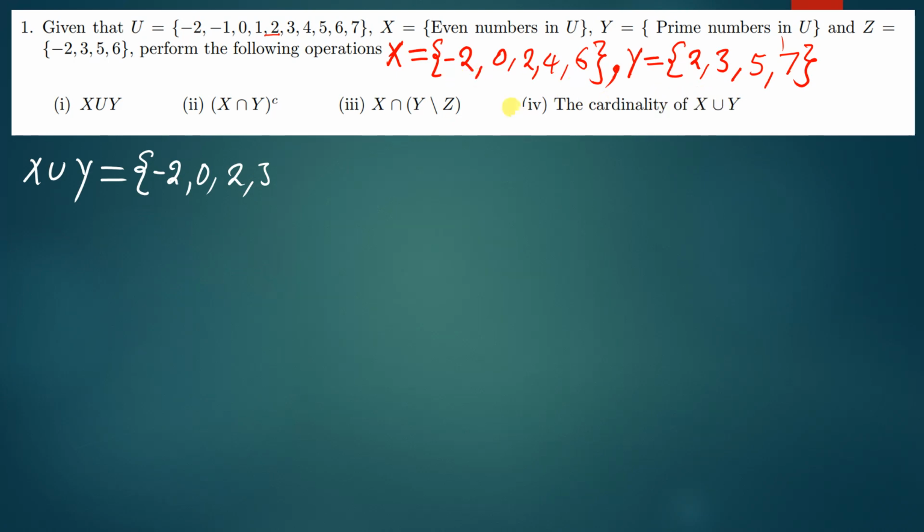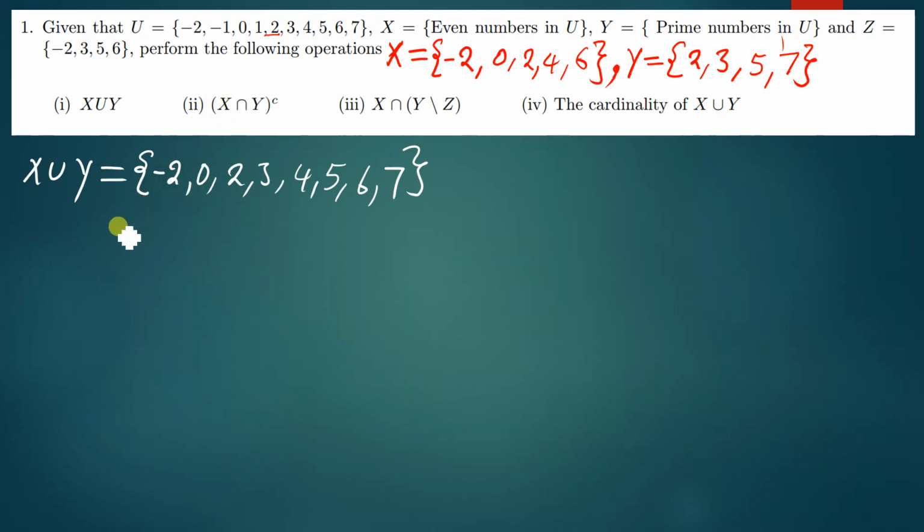I'm adding up these two sets, making sure that the common elements are being written once. So we have 2, 3, and then there is 4, 5, 6, 7. Okay, so these are the elements for x union y. We move on to the next question.